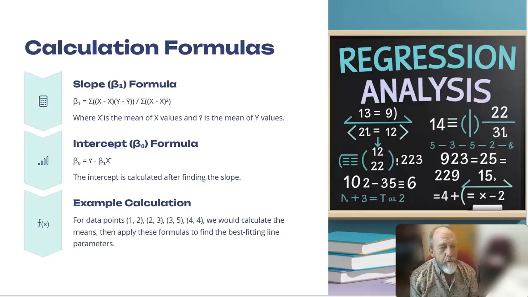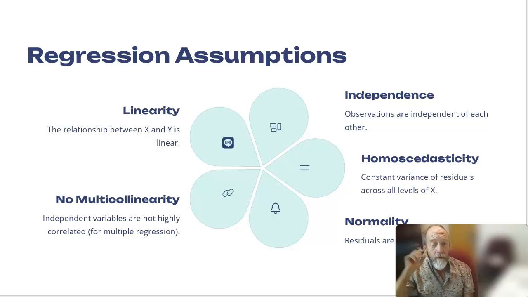But what are the parameters that you're predicting? Beta 1 and beta naught, or slope and intercept. I typically do say slope and intercept, but when I say beta 1 and beta naught, it really is assuming that I'm talking about a statistical regression analysis. So what do you assume with regression?